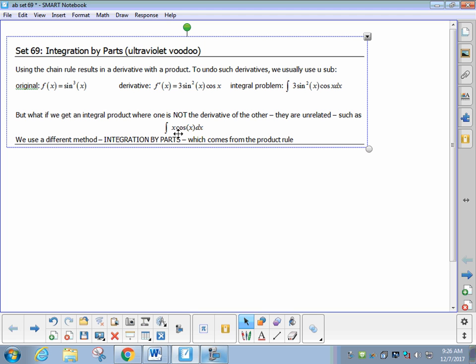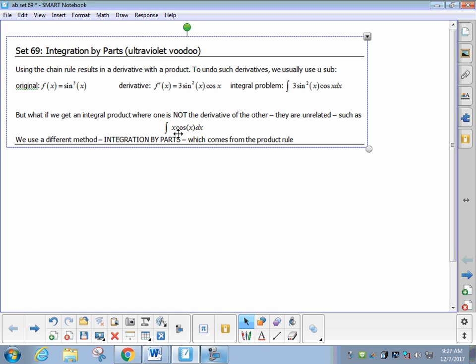When I use the chain rule on sine cubed, I get 3 sine squared, but then I pick up a factor. So the chain rule results in a product, okay? And so if I try and integrate a product where one is the derivative of the other, u sub does that. U sub undoes the chain rule. Cool? Okay.